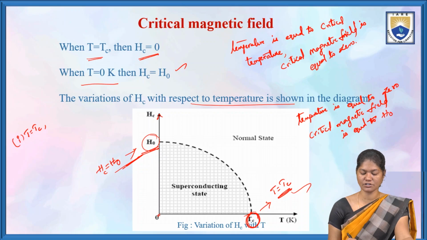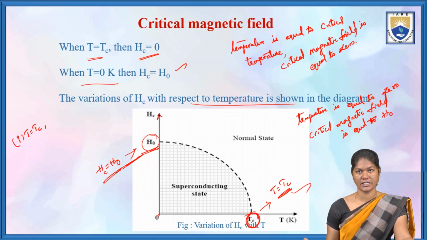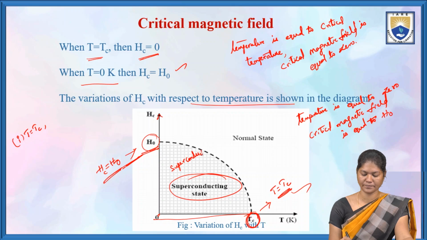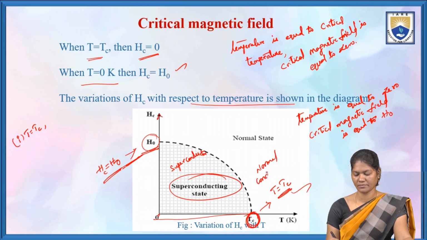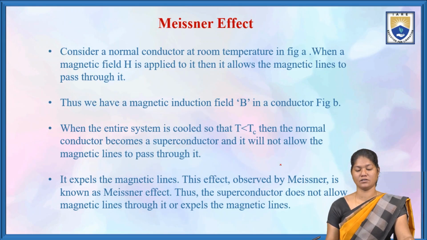Where T is equal to 0 degree Kelvin, what happens? Hc is equal to H0. So below this Tc, it acts as a superconducting state, that is, it acts as a superconductor. Above this Tc, it acts as a normal conductor, or normal state. So this is about the effect of magnetic field.